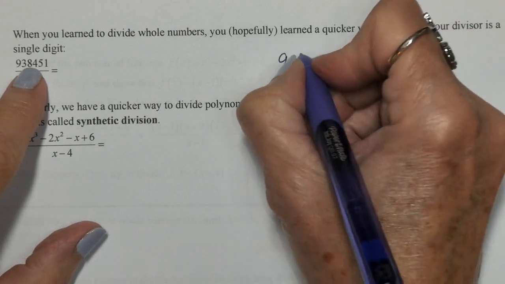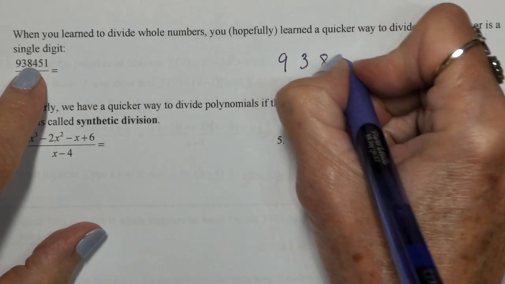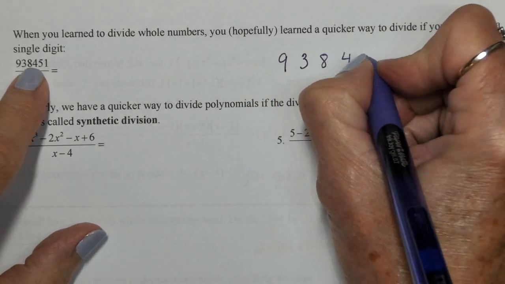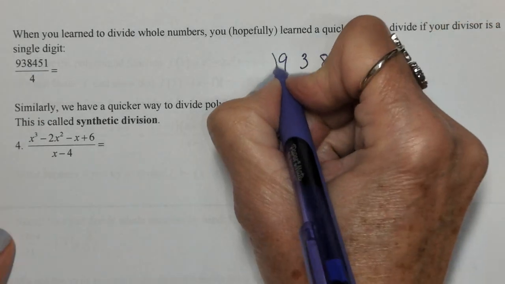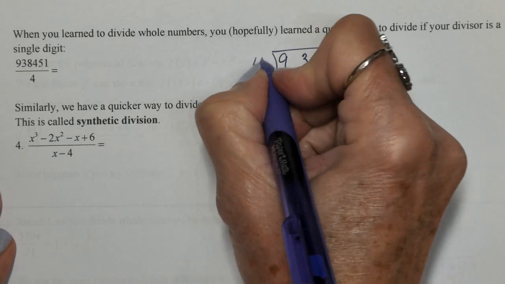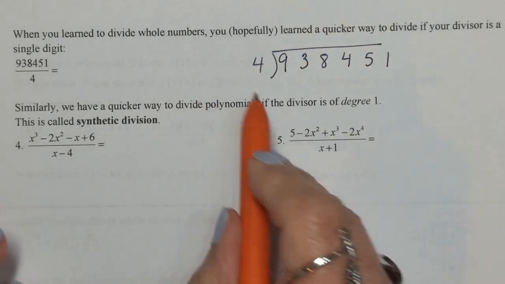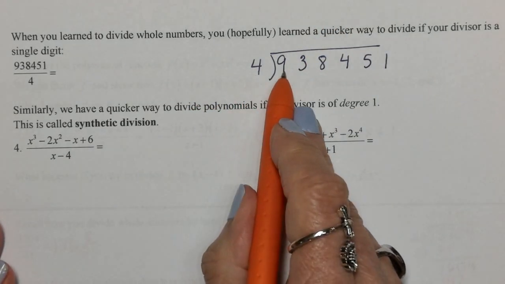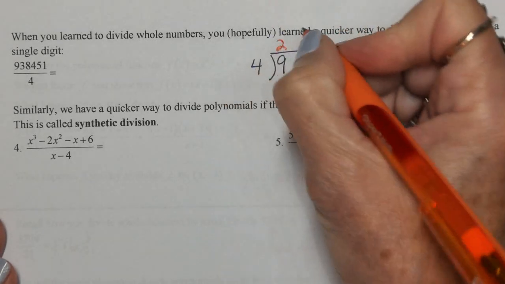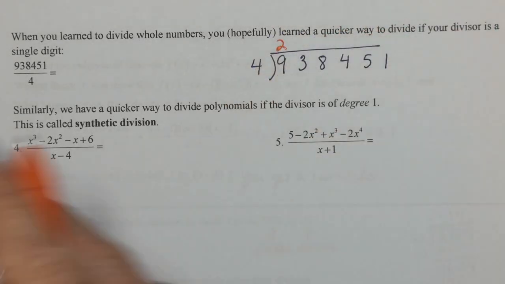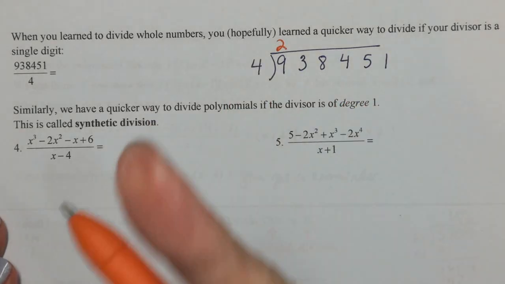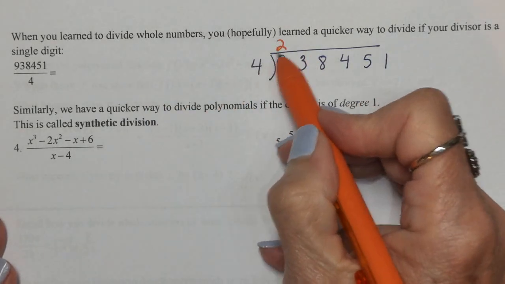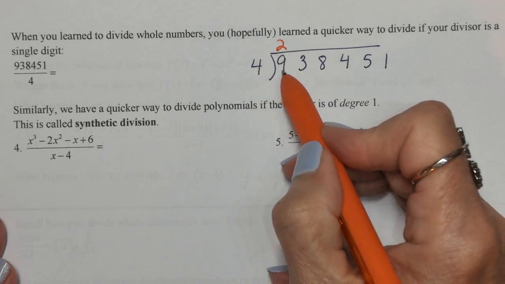I'm going to take the dividend again. I'm going to set it up the same way, but you'll notice I'm leaving some space in between there. There's a reason for that space, and I'm dividing by 4. How many times does 4 go into 9? Well, twice. What's the remainder? Your remainder is a 1, right? 2 times 4 is 8, and then you need 1 more to make 9.